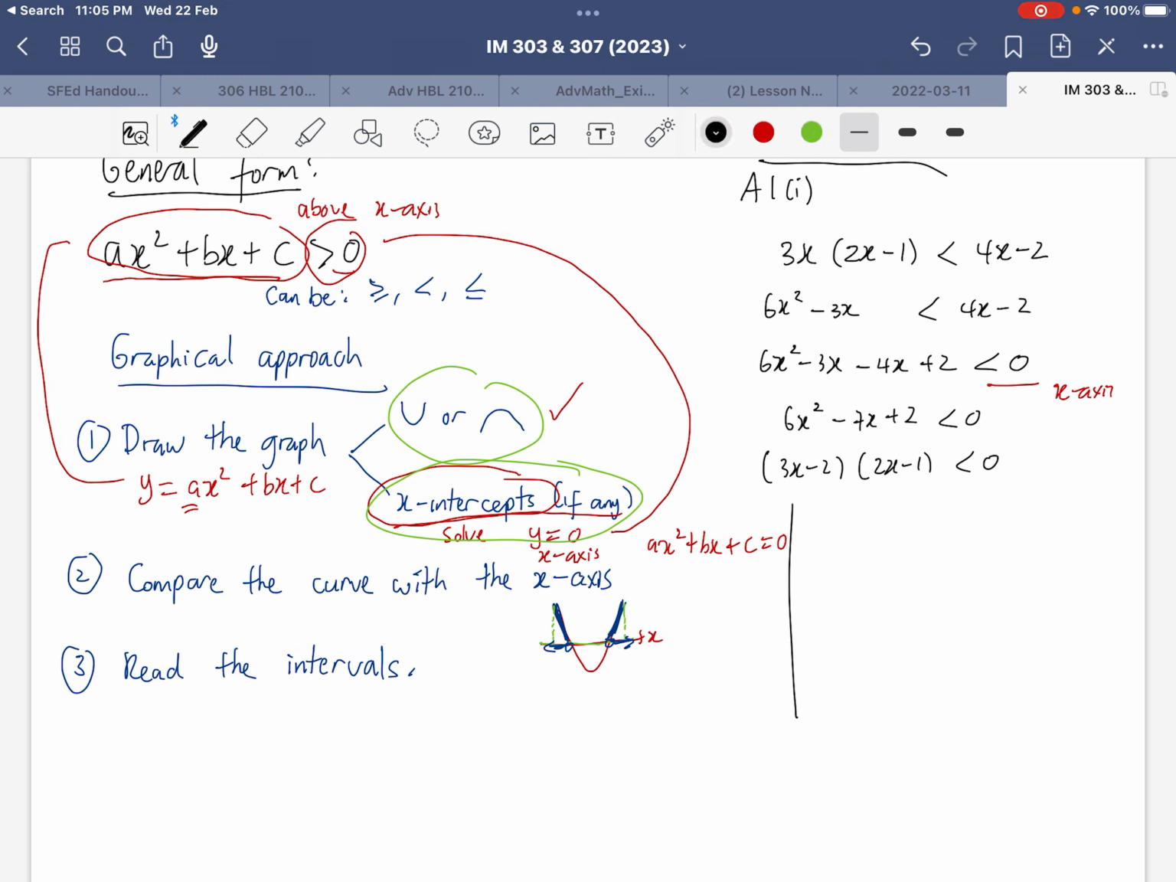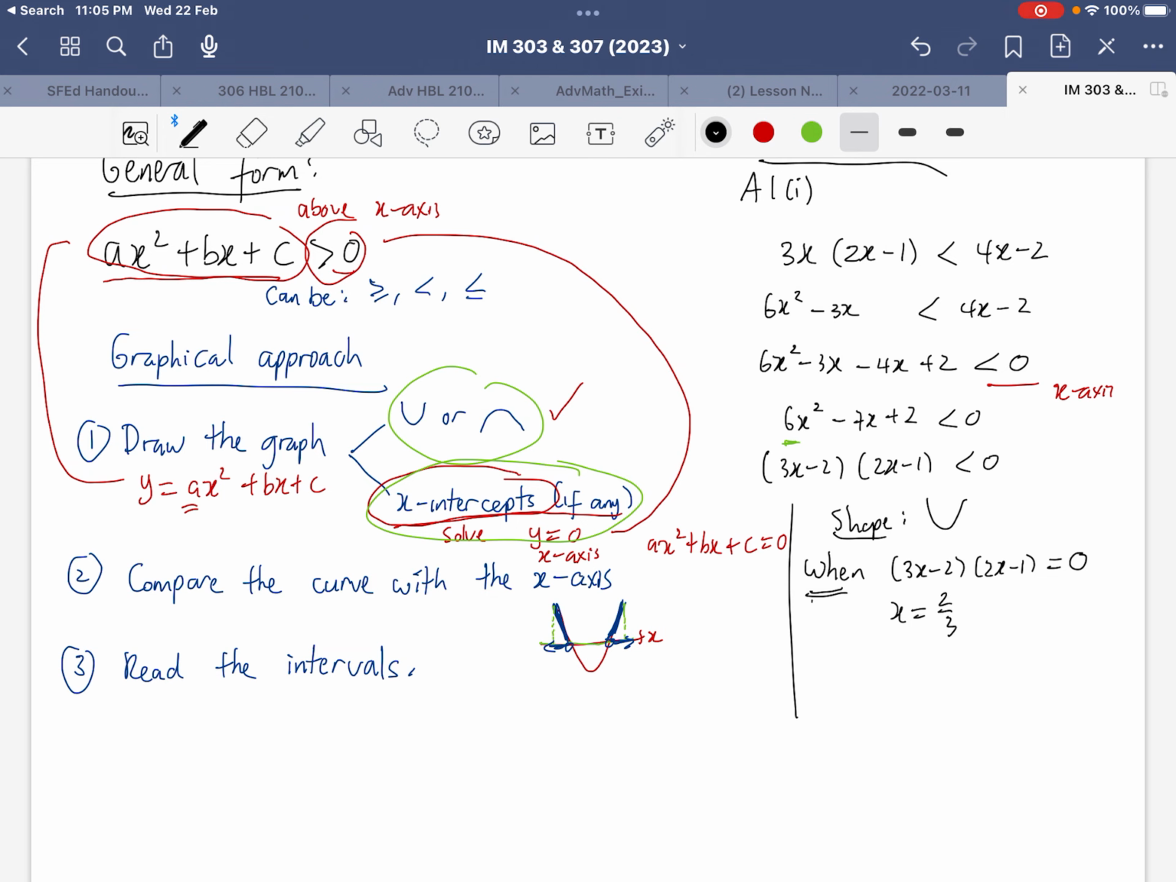Okay. So the shape of the graph would be upwards, right? Because the coefficient here is positive. The shape is upwards. So now I want to find the intercepts. So when intercept happen, when 3x minus 2 times 2x minus 1 equals 0. Notice the words when. Okay. So in my working, if I want to write that, I will put when because I want to make it clear that I'm finding the x-intercept.